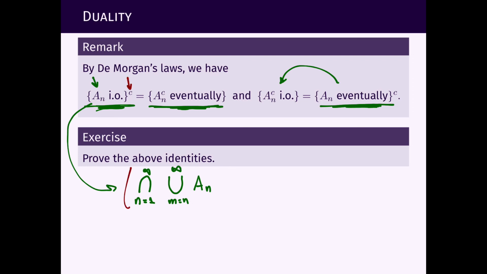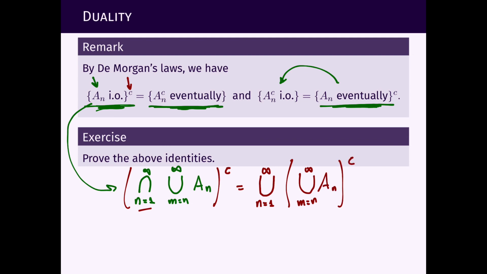So here let's take the complement. And now we know what is the complement of an intersection. The complement of an intersection is the union of the complements. Okay. This, what I just did, is nothing but de Morgan's law.